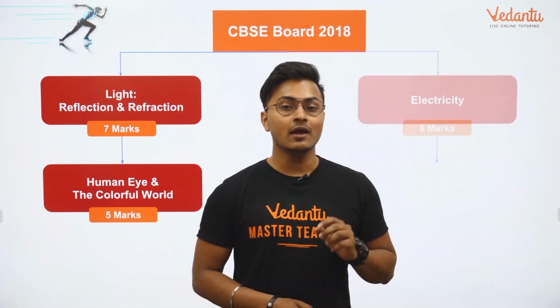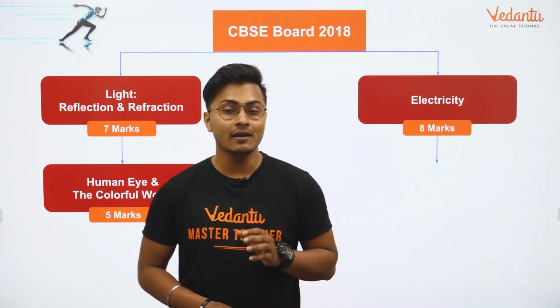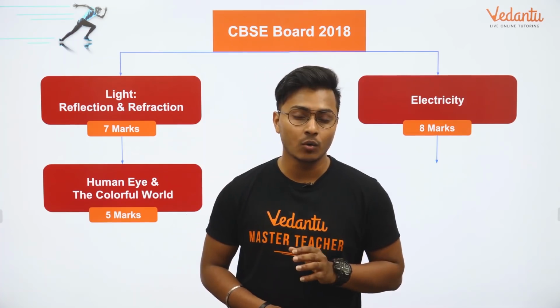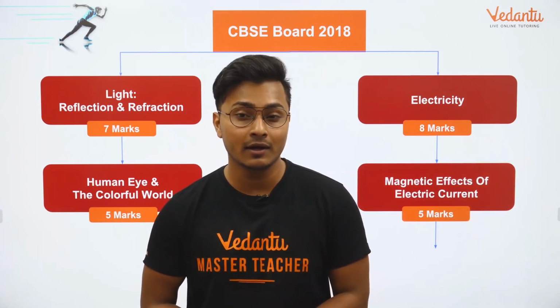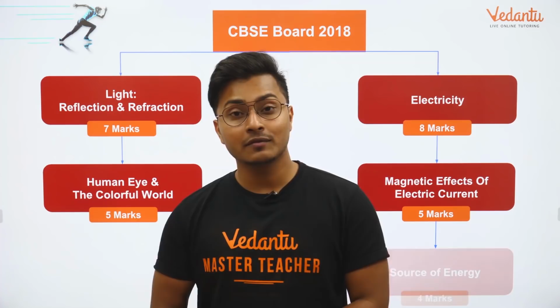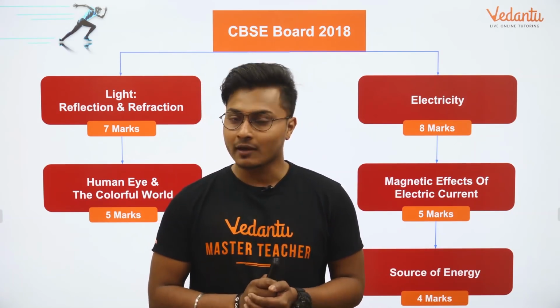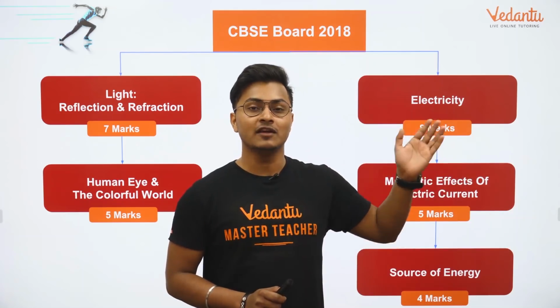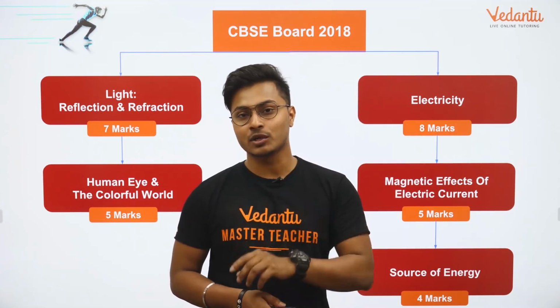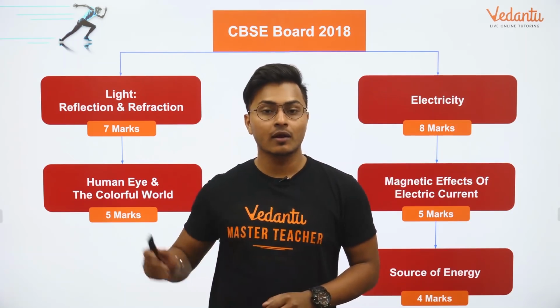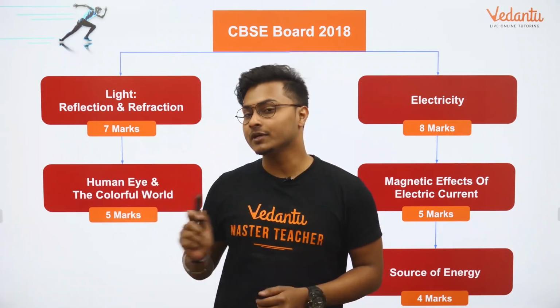Apart from this, we also are going to cover electricity, which has come for 8 marks in total, followed by magnetic effects of electric current, which came for 5 marks, and at the end of the day, sources of energy, which came for 4 marks in the 2018 paper. But these 3 things we'll be doing in our second session for this particular paper. Today, we are going to cover these 2 chapters.